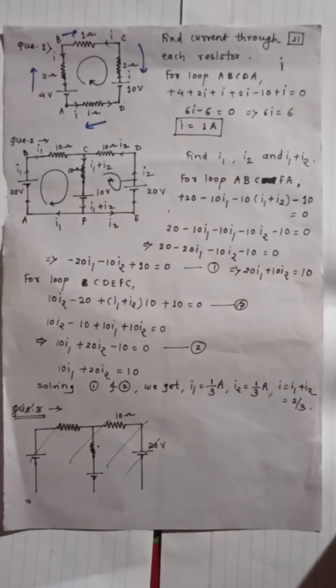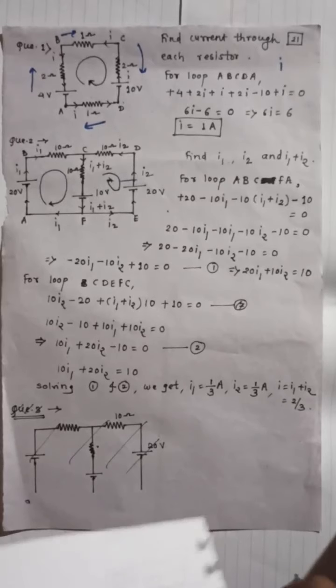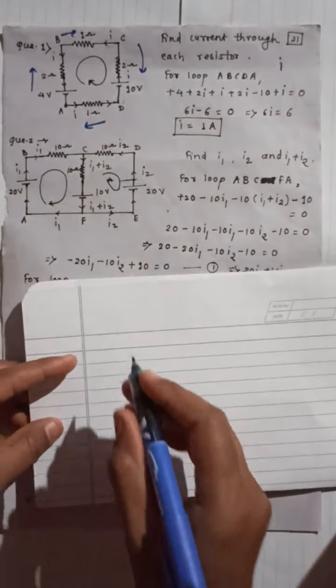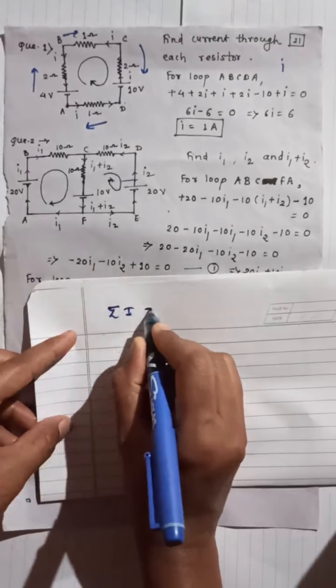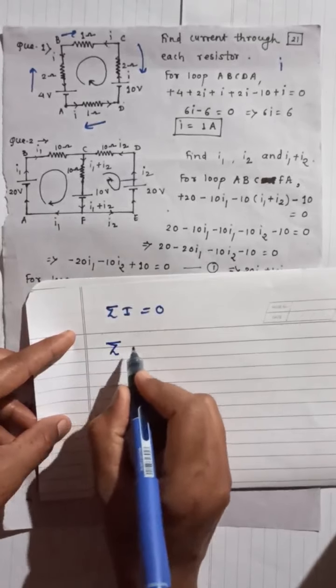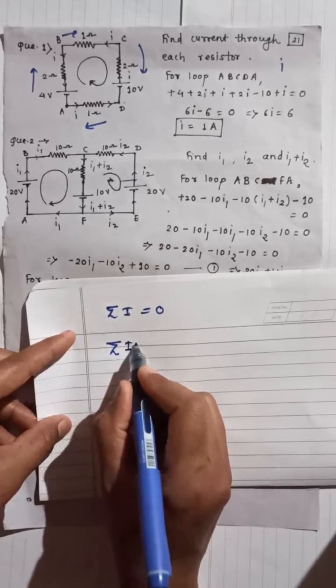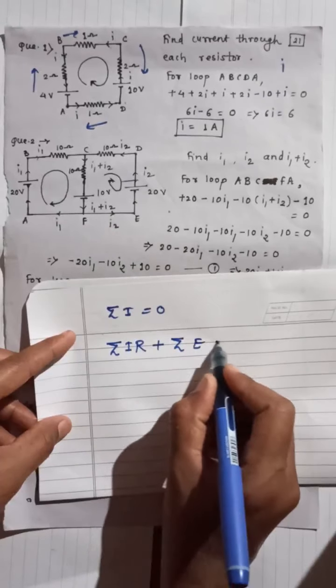Kirchhoff's second law, which is nothing but the voltage law, mesh law or the loop law, is a little complicated law in which the algebraic sum of the potential differences and the EMFs of the cells is equal to 0. Mathematically, Kirchhoff's first law can be written as summation I equals 0, and Kirchhoff's second law can be written as summation IR, meaning potential differences, plus the sum of EMFs of all the cells, is equal to 0.